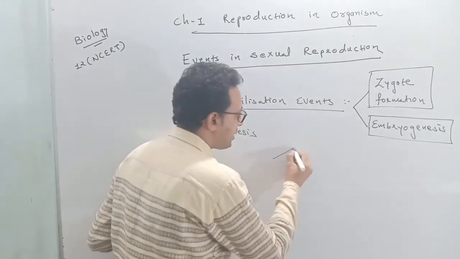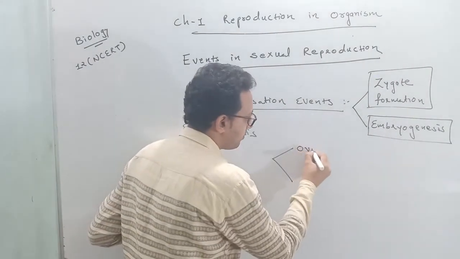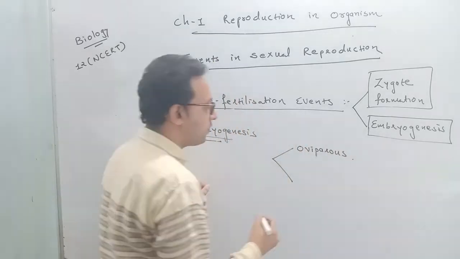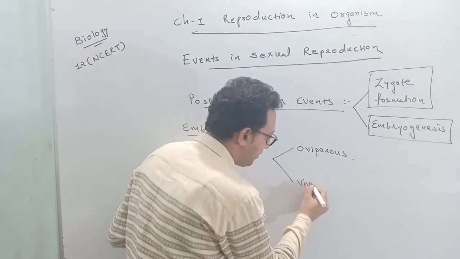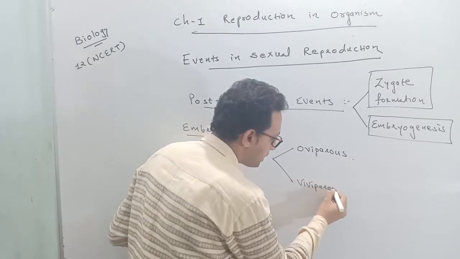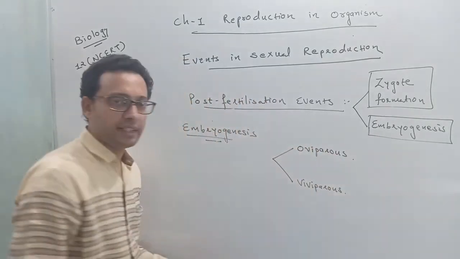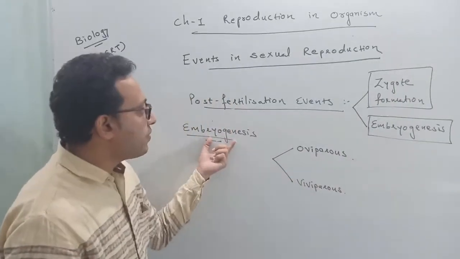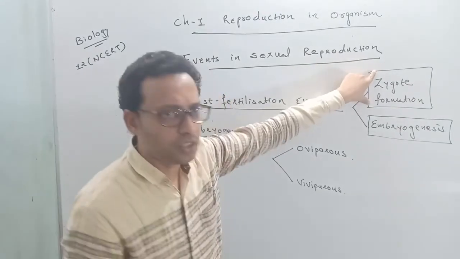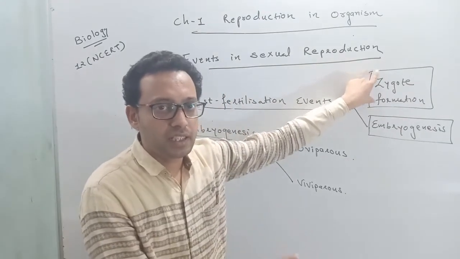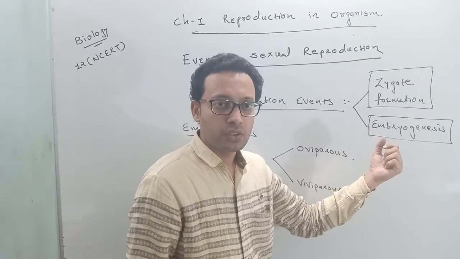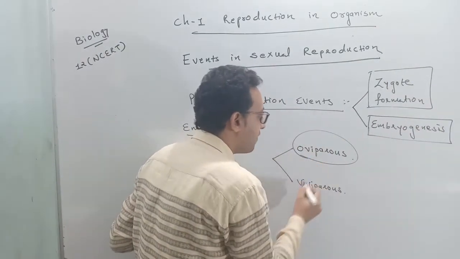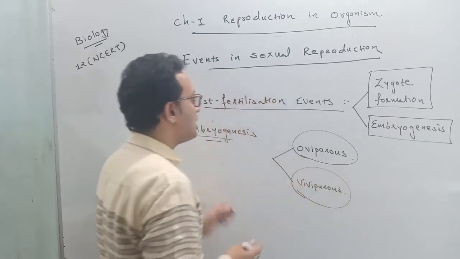We have two varieties of living organism. The first variety is called oviparous, and the second variety is called viviparous organism. Clear? Before the embryo formation, there is already formation of a zygote. Either it occurs externally or it occurs internally. Now, where the zygote which is going to be formed develops depends on that.